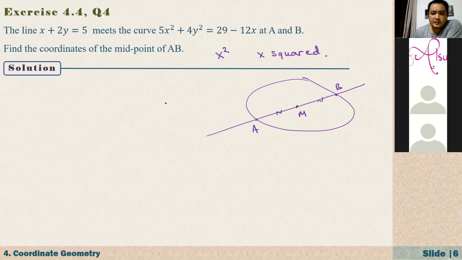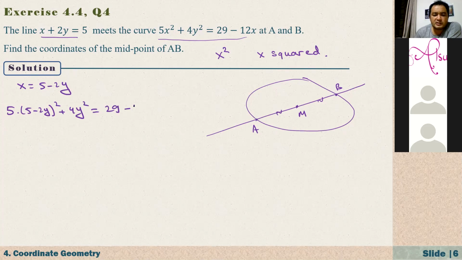To do this, usually there is a geometry description. At these points, the curve and the line have the same coordinates. That means we have to solve these two equations together. So we have a system of equations, one linear and another non-linear. One way to solve this is the substitution method. From the first equation, x equals 5 minus 2y, and substitute here: 5 times (5 minus 2y) squared plus 4y squared equals 29 minus 12 times (5 minus 2y).